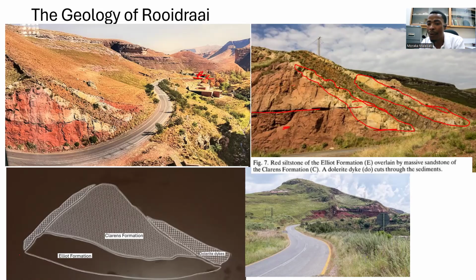unlike the top part of the Clarens, which is highly resistant, this coarse grained. All right, and then now we are having this dolerite, which caused this offset. And then here also you can see that this is the Clarens massive sandstone, and then we've got the Elliot Formation red mudstones, and then we've got that dolerite, and then here at the top, that's where you will see the Maloti Drakensberg basalts, which we'll see in a few.